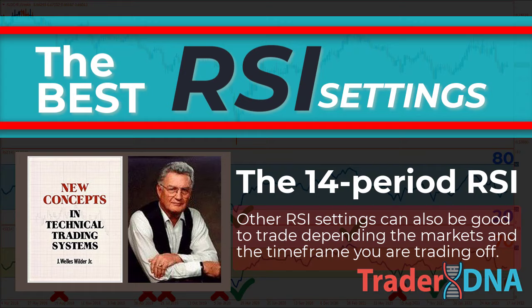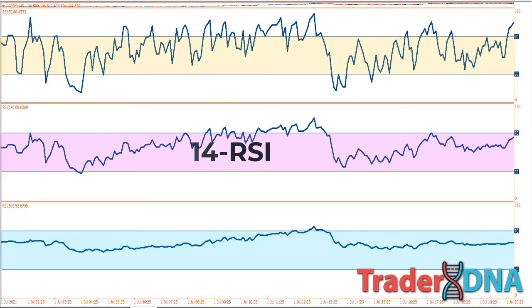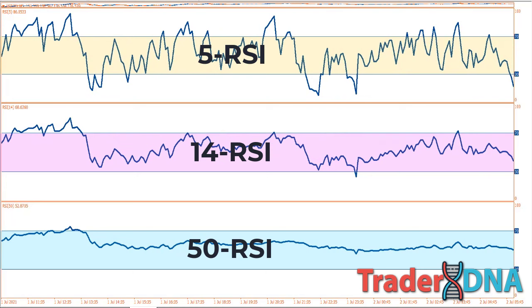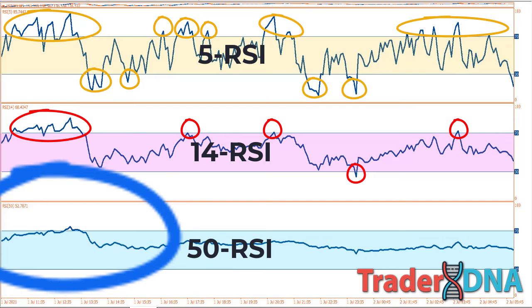Looking at this chart, you can compare a 14-day RSI versus 5-day RSI and versus 50-day RSI setting. It can be observed that the 14-period RSI gives several signals, the 5-period RSI is very frequently giving trading signals, and the 50-period RSI gives just one very good trading signal throughout the time period selected.